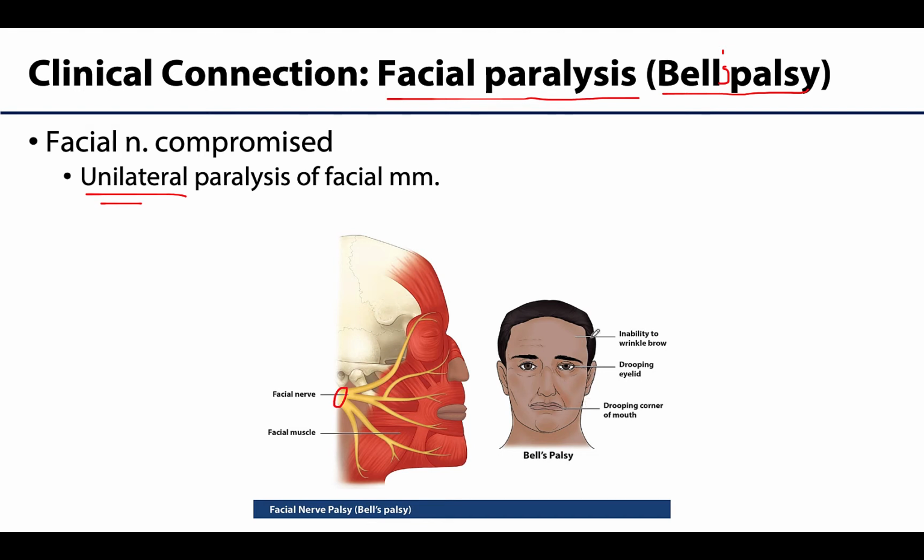And you can see that the individual has a drooping corner of the mouth, unable to really keep any of the fluids that are within the mouth in there. There will also be a drooping eyelid and an inability to wrinkle the brow, because you would need contraction of the frontalis muscle in order for that to occur. This facial paralysis can be differentiated from a stroke, usually because an individual with facial nerve paralysis will not be able to wrinkle their brow.